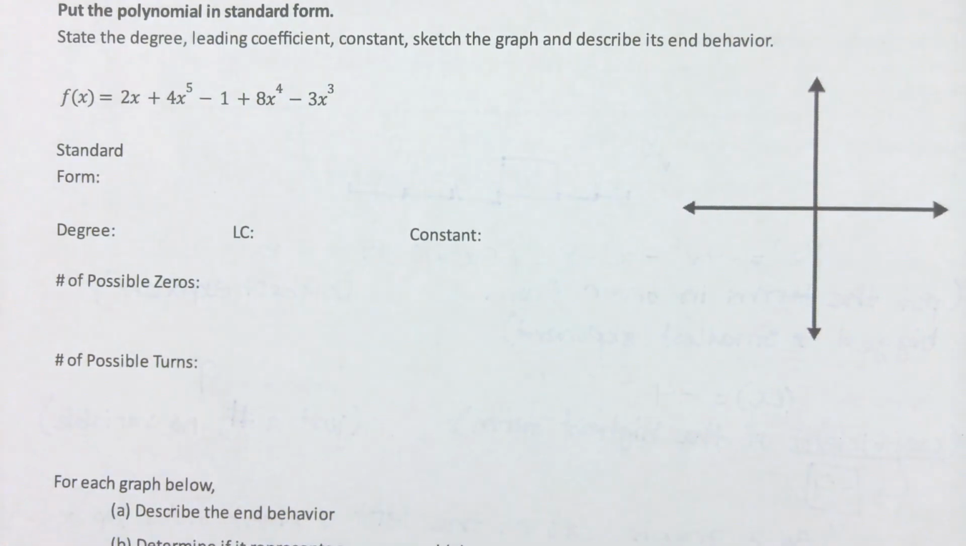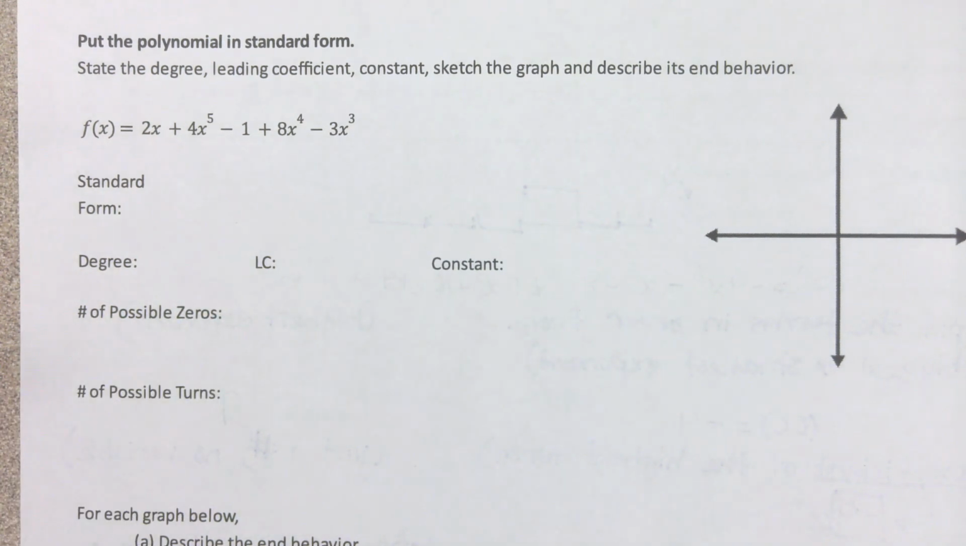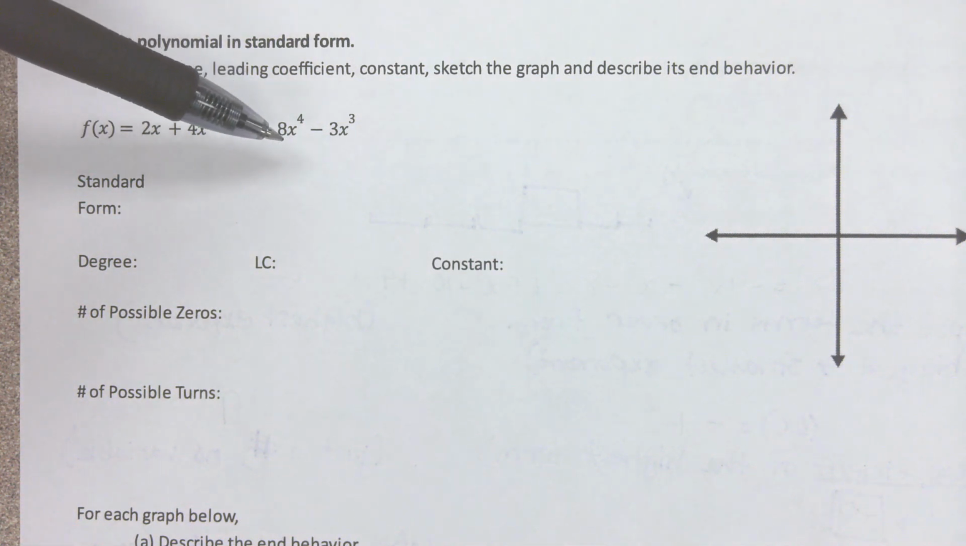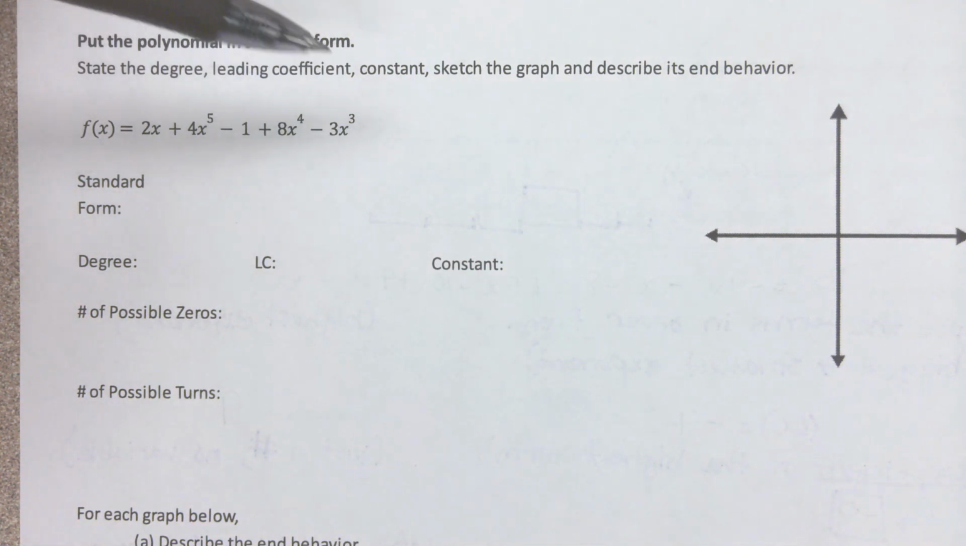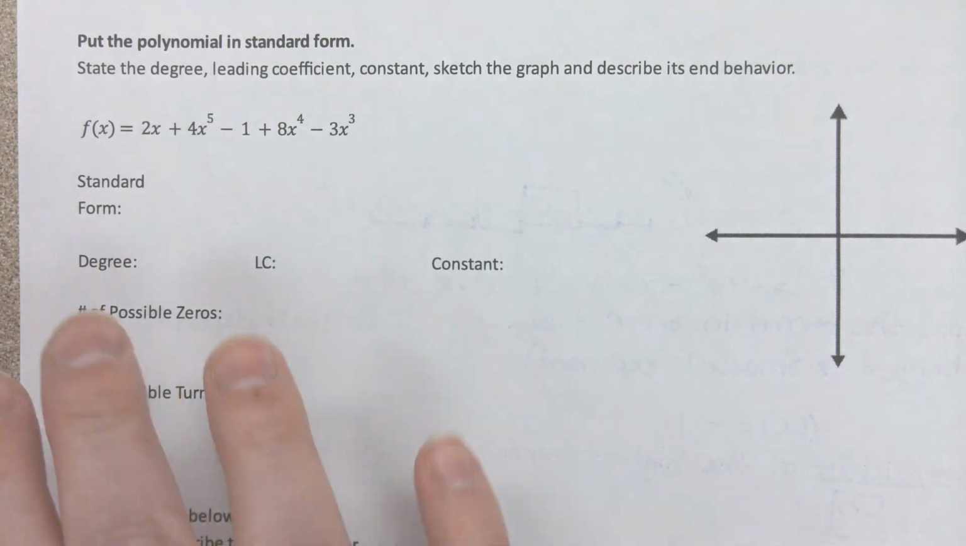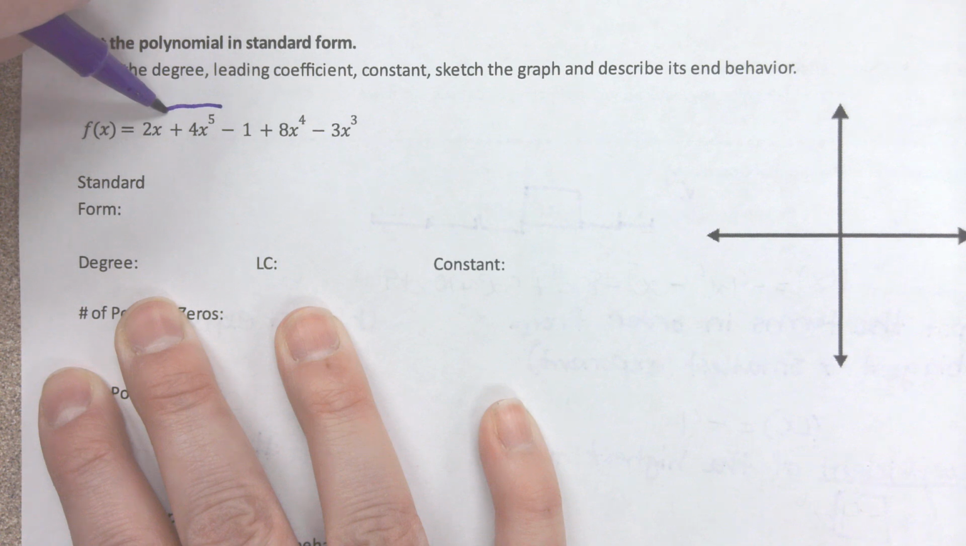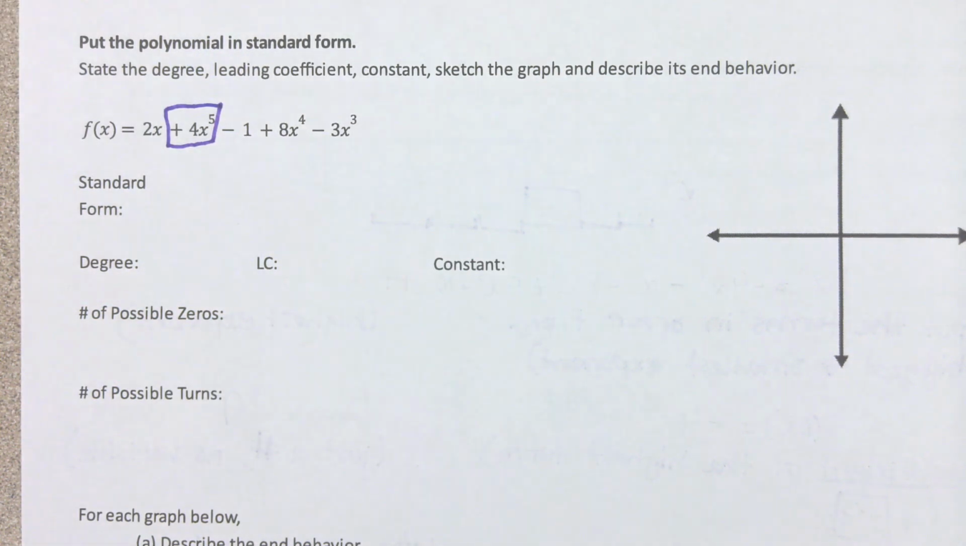We're going to do a little exercise going through the terms here with a new polynomial and looking at a couple new vocab terms. First thing we're going to do is put this polynomial in standard form. F of x equals 2x plus 4x to the 5th minus 1 plus 8x to the 4th minus 3x cubed. While I read through that, I'm looking for the highest term. The highest exponent I found was x to the 5th, so that will go in the front.